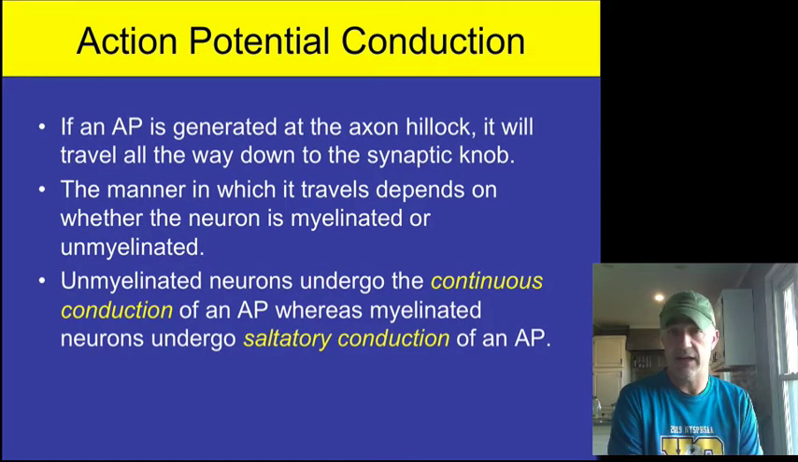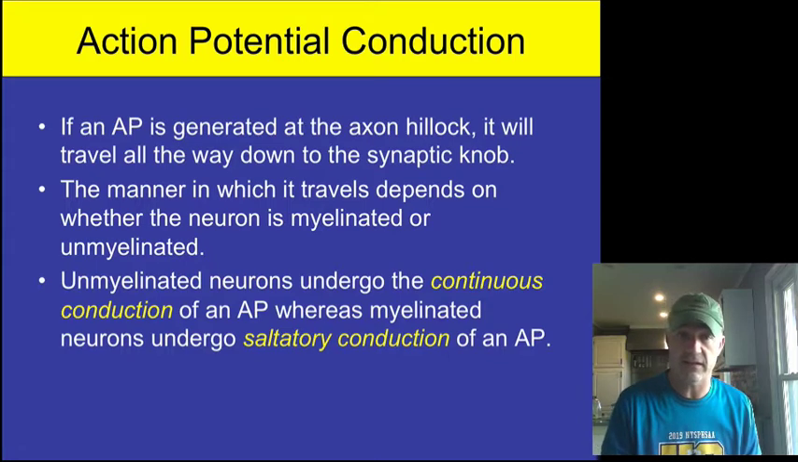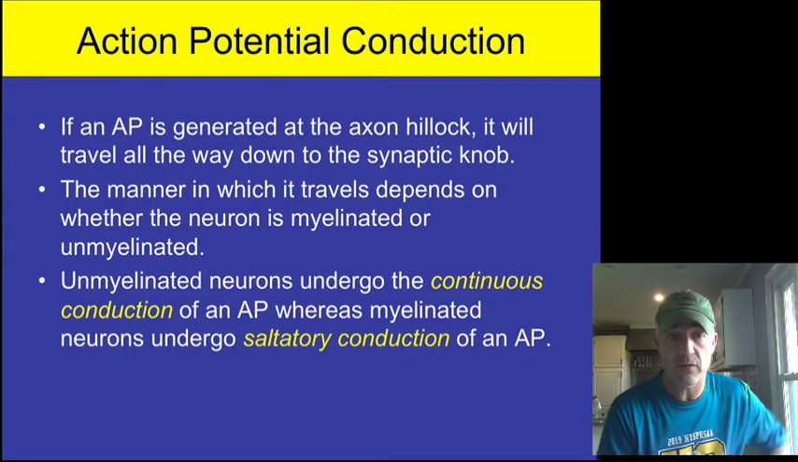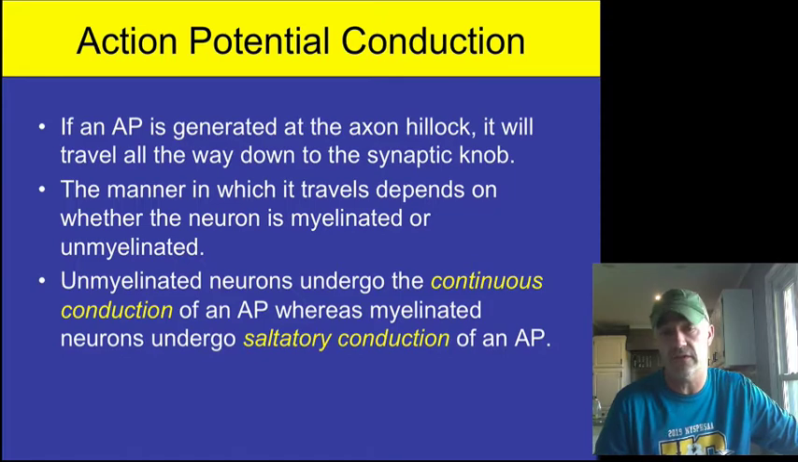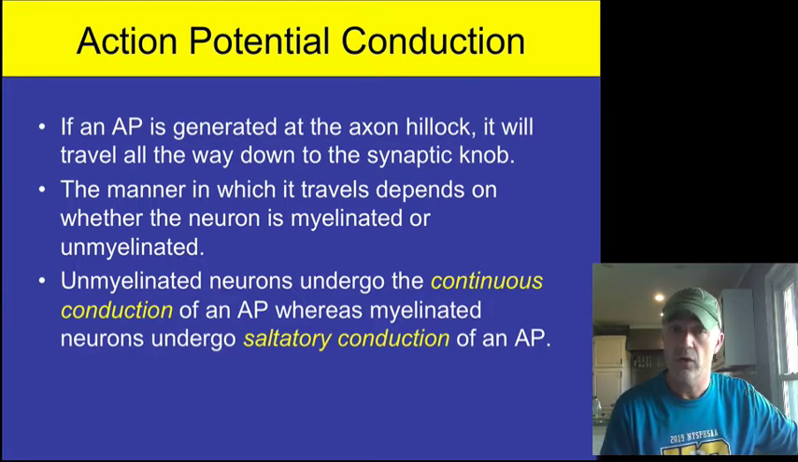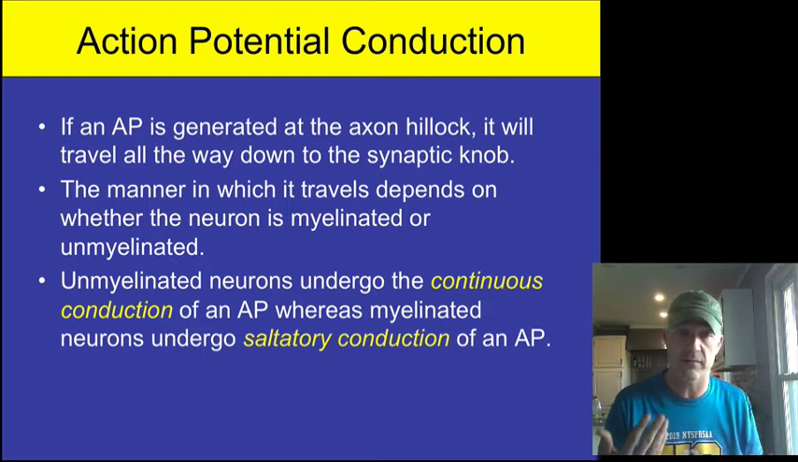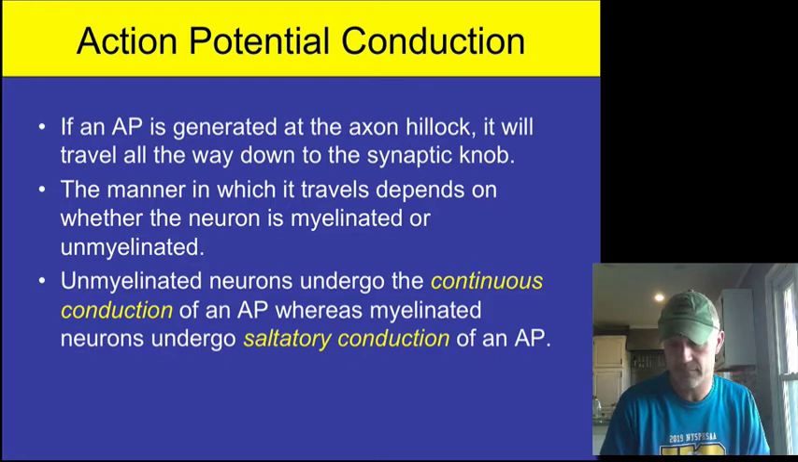Like we said, if an action potential is generated at the axon hillock, it's going to travel all the way down to the synaptic knob, but there are two different ways this can travel. In unmyelinated axons, you're going to get what is called continuous conduction, whereas in myelinated neurons, you're going to get what's called saltatory conduction.